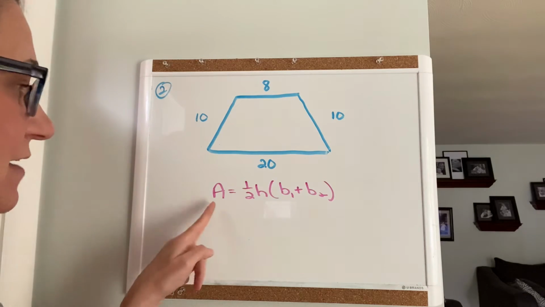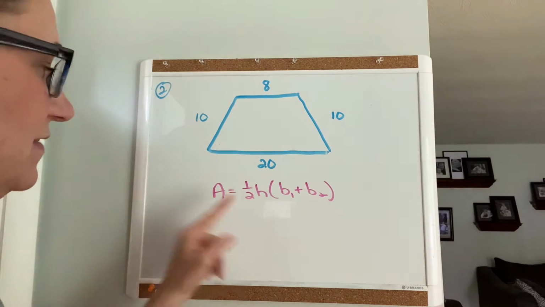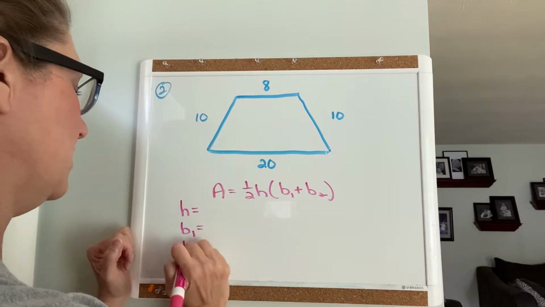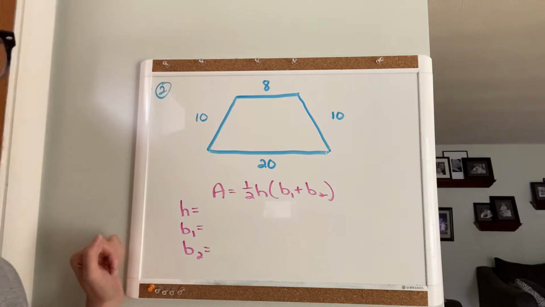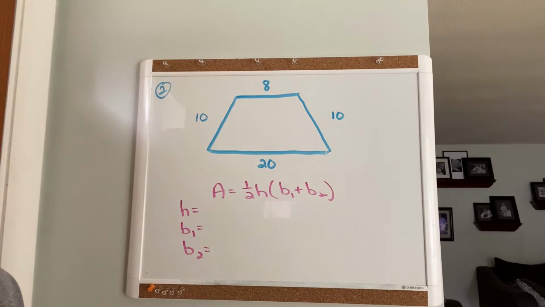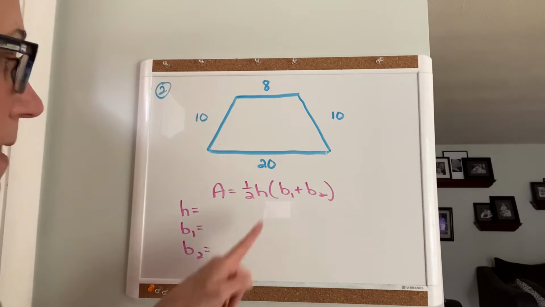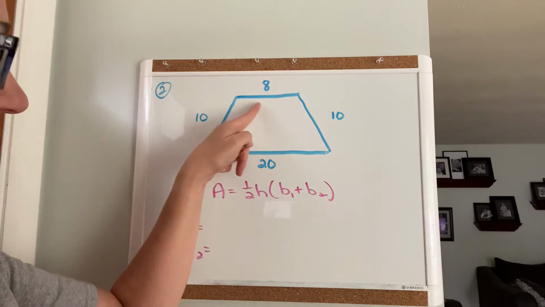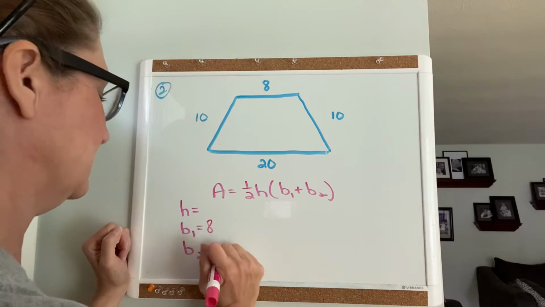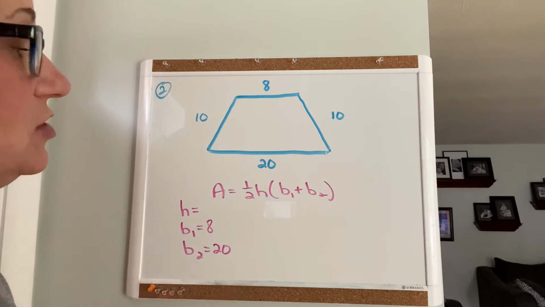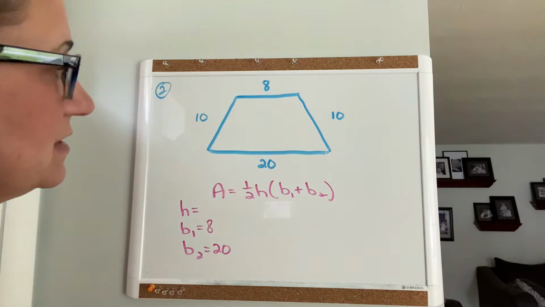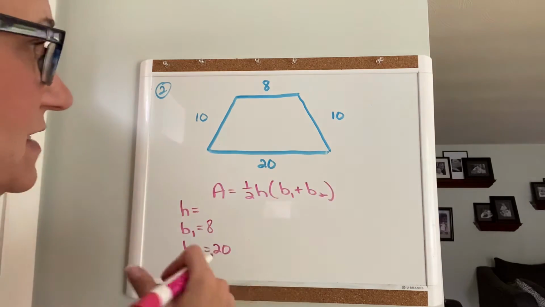All right, so we're trying to find the area. In order to find the area, that means we need the height, we need the length of base 1, and we need the length of base 2. So if it helps you, list the variables that are part of your area formula. Base 1, this is your base, is 8. Base 2, here's your second base, has a length of 20. What we don't know is the height. So we can use some information or draw some stuff in to help us get the height.